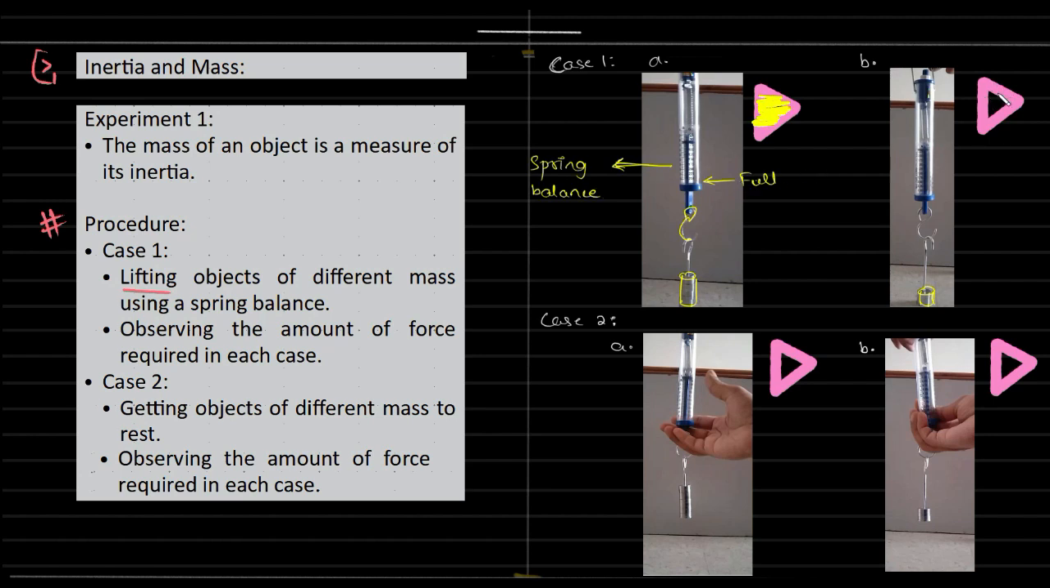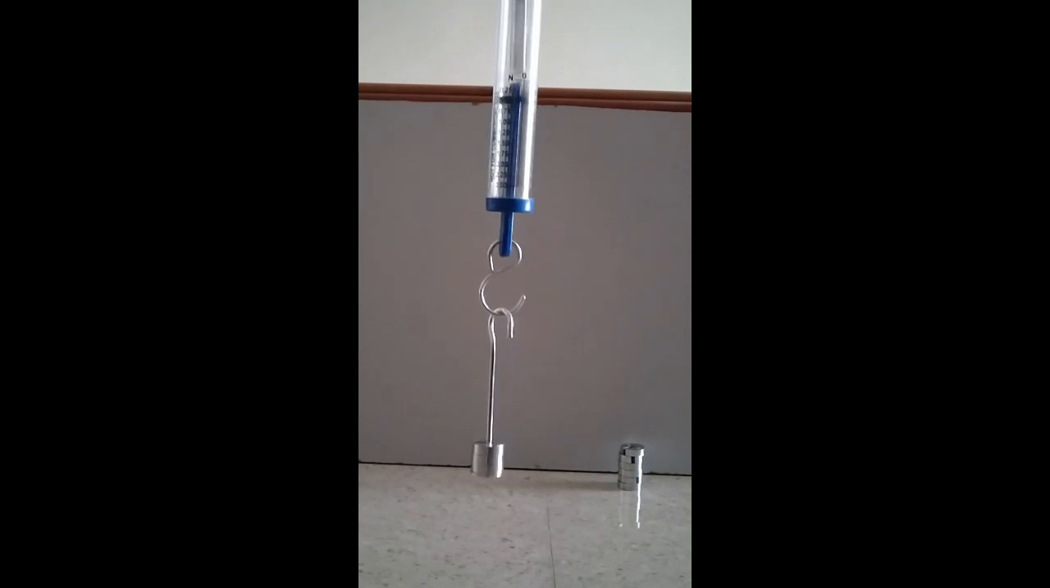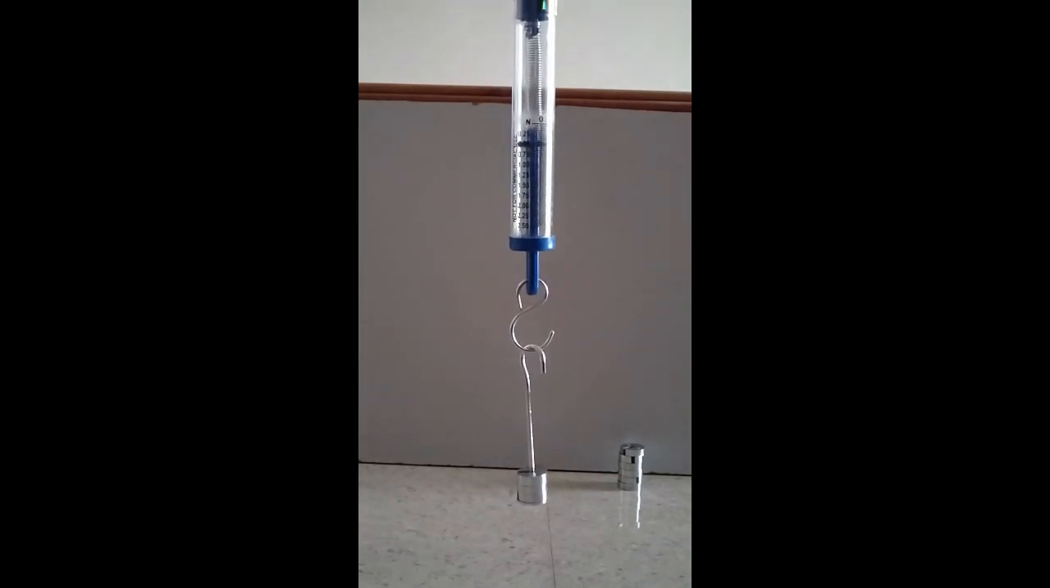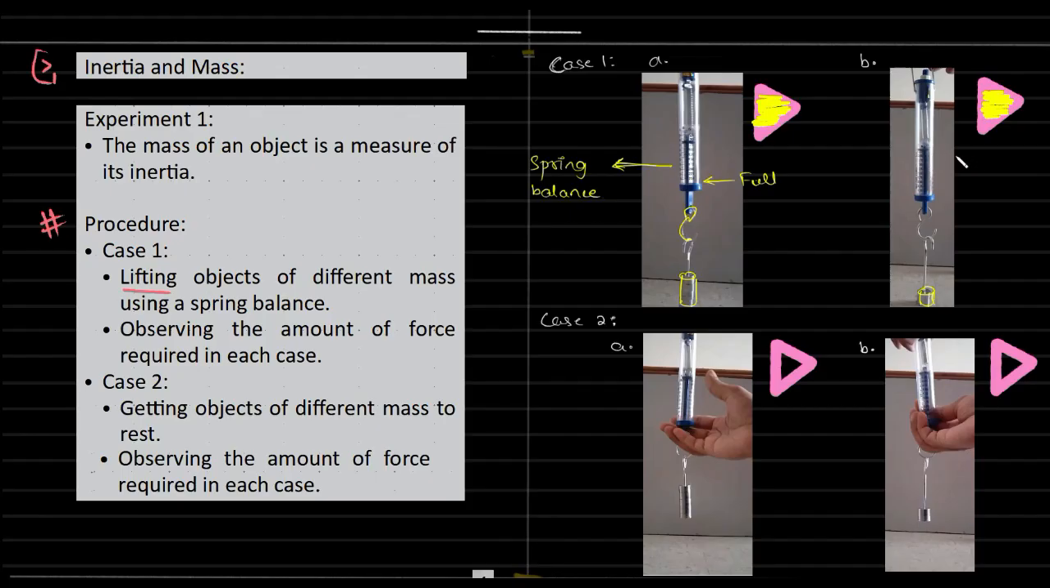Next, look at this scenario wherein you have a lighter object. It came out almost till the half, less than half to be frank. Okay, next, case 2. We'll make our conclusion after seeing case 2.